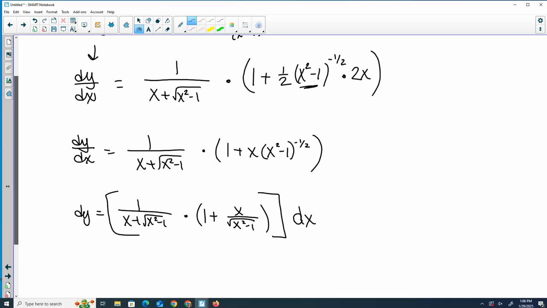Oh, because it's a negative. I was trying to figure out where that fraction came from in the last one. Oh, I just dropped it down because of the negative power. So differential is just a derivative when you multiply over your dx on the end.